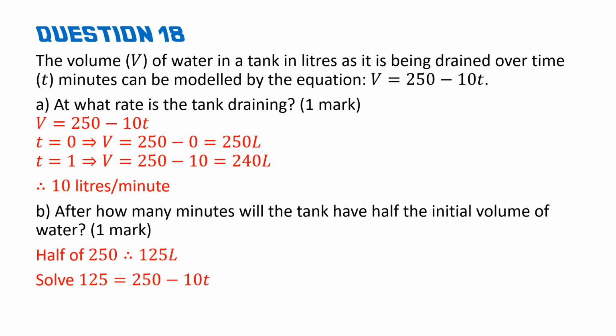So what I'm going to do is take away 250 from both sides. So what I've now got is negative 125 is equal to negative 10t. Because that's my goal, I want to get t by itself. So now I can divide both sides by negative 10, and we're going to get that t equals 12.5, and that's in minutes, so t is 12.5 minutes. So it's going to take 12.5 minutes for this tank to get half empty.